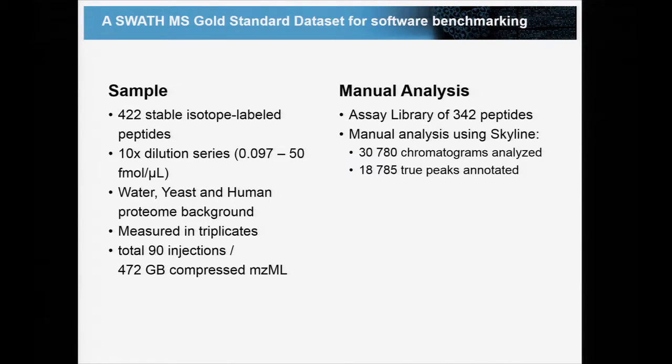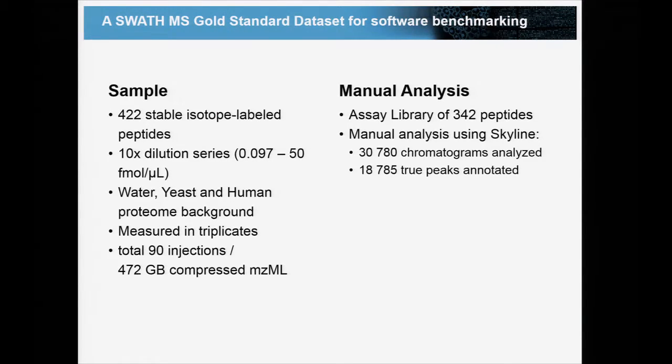10-step dilution series from 50 femtomole down. And they put these into water, yeast, and human backgrounds. And then they measured this in SWATH mode on the 5600 QTOF instrument, and they got a whole bunch of data. Then 3 or 4 of them sat for several days and manually inspected all the chromatography in Skyline, and they called it: this is a peak, this is not a peak, right? So they went down the dilution series saying when they had the correct peak or not.